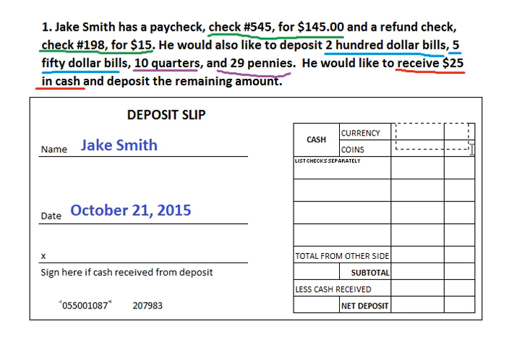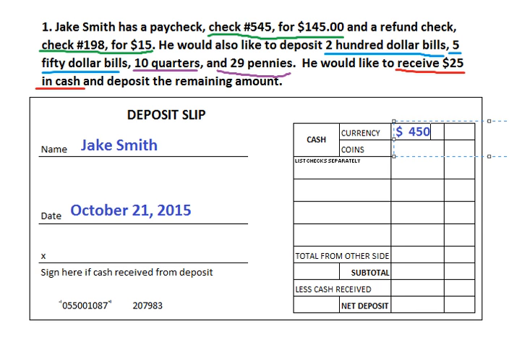So now I go up here to currency. Currency, once again, we're talking about green paper cash. Is Jake depositing any green paper cash? Yes, he is. He's depositing two $100 bills. By the way, that's $200. And he's also depositing, now don't write any of this down just yet, I'm just doing some math right now, five $50 bills. Well, five $50 bills equals $250. I'm going to have to add those up, and when I add those up, I will get $450.